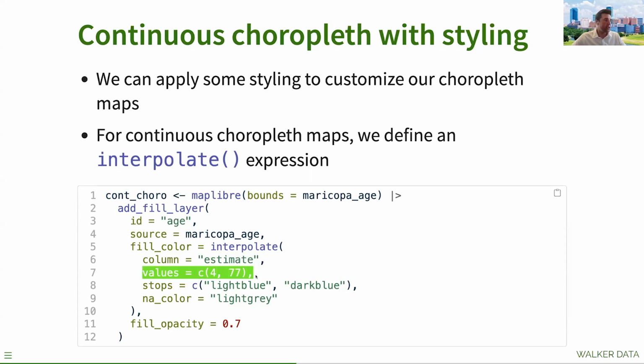The values are going to range. So the low end of my range is going to be 4, which is the lowest median age in Maricopa County, and the highest is 77. So we're interpolating between those values, and we're mapping based on these stops. So we're mapping from light blue to dark blue. We set an NA color of light gray because the default black, in my opinion, is very distracting. I don't want people's attention to be drawn to the areas that don't have data available. And then I can set the fill opacity to 0.7, which makes my census tracts semi-transparent.